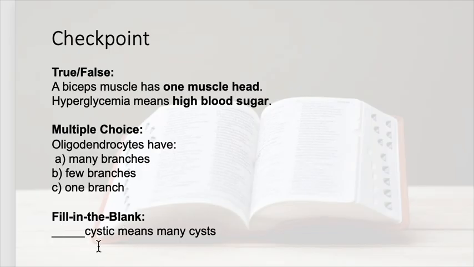And finally, fill in the blank. Blank cystic means many cysts. Now, we know that the prefix for many is poly, right? Polycystic would be many cysts. If it was multicystic, this is also another way of indicating many. If it was nullicystic, then this would be none.